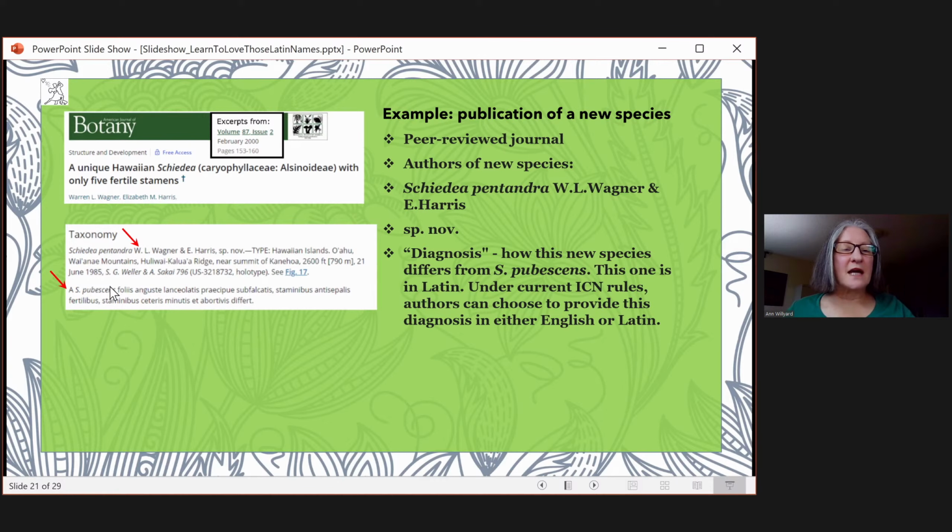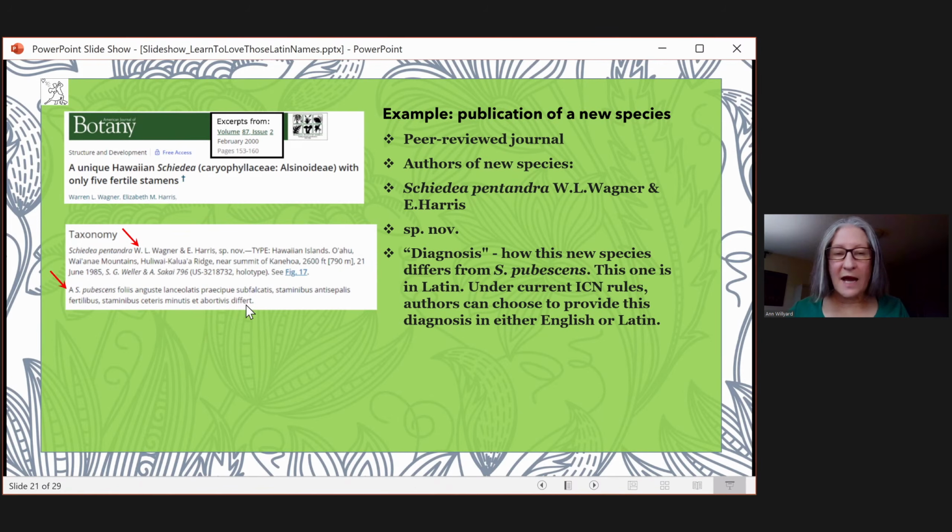What they do is give a diagnosis, and under ICN rules now, that can either be in Latin, as in this one, or in English now, because people around the world, even if their language is Katakana, can understand English easier than they can understand Latin. So people have that option of doing either. The diagnosis here is very short. It just says how this differs from other species in this genus.